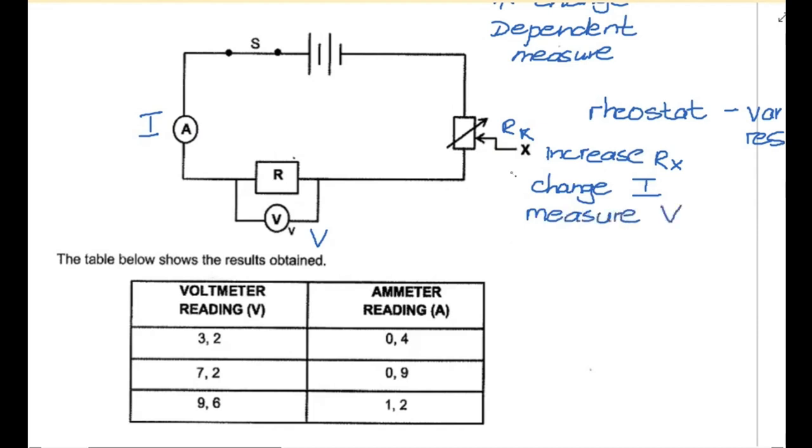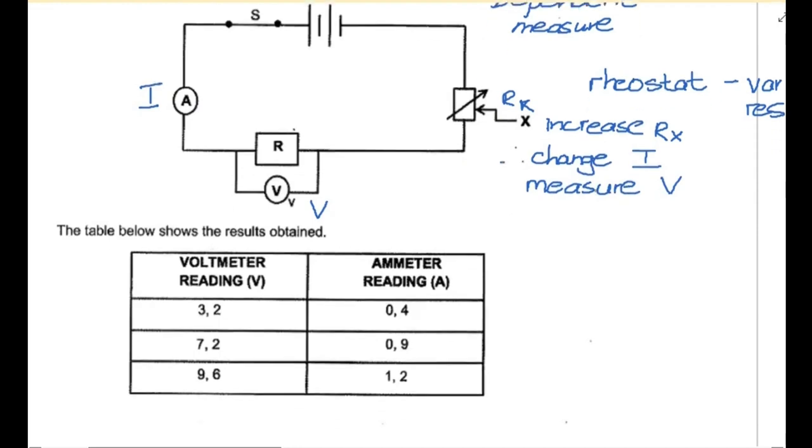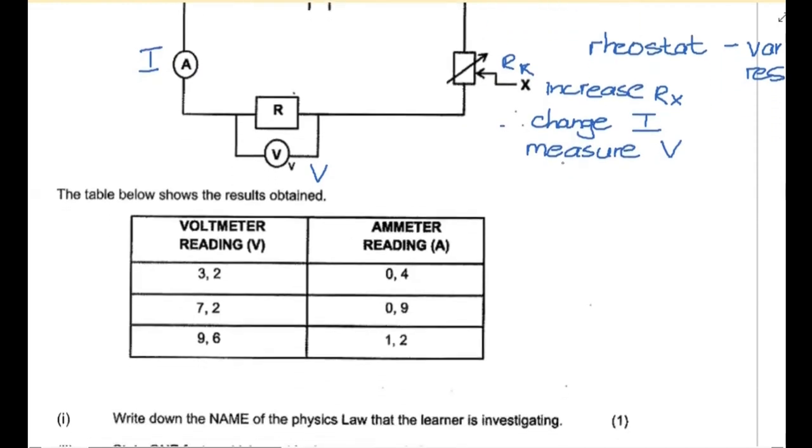And that's why in this experiment, the I, the current, is the independent variable, which shows you how naughty the person is who drew this table, because in this table, the person has incorrectly placed the ammeter reading in the second column. When we look at drawing up columns correctly, you always put your independent variable in your first column and your dependent variable in the second column.